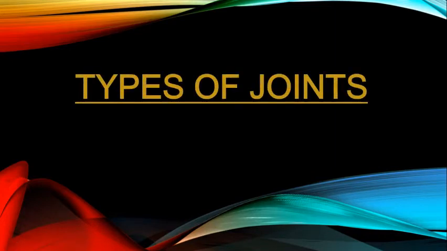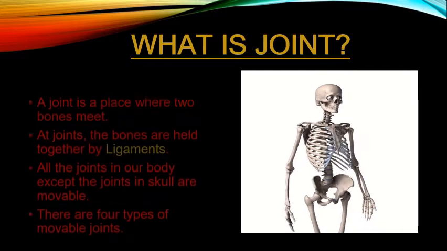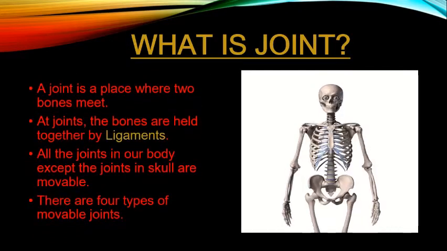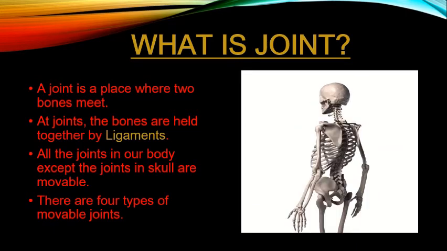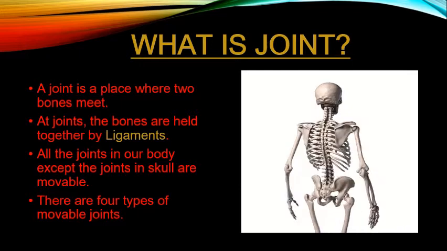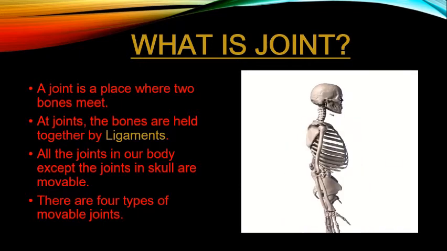Hello everyone. Today we will study about the types of joints. So before knowing the types of joint, we must know what is joint. A joint is a place where two bones meet. Two bones are joined together by a strong connective tissue called ligaments.